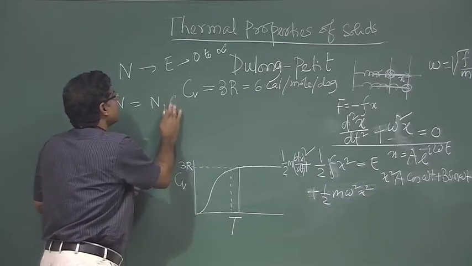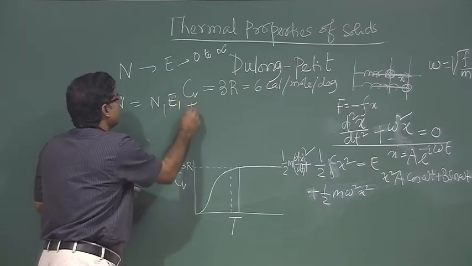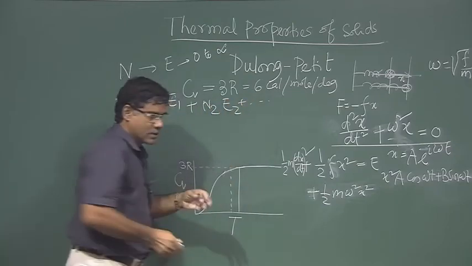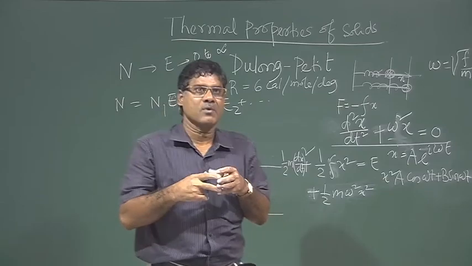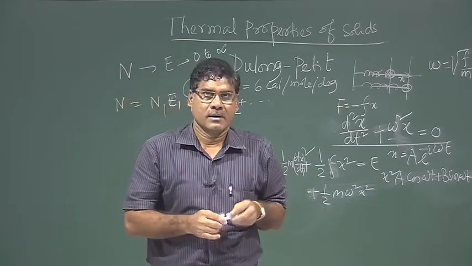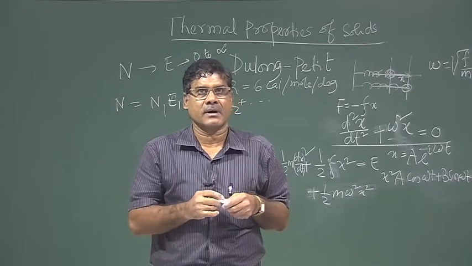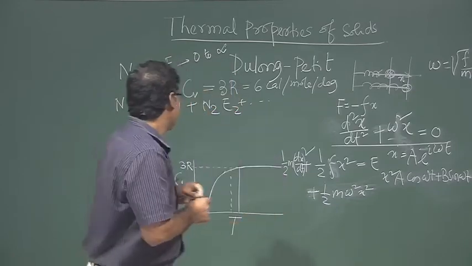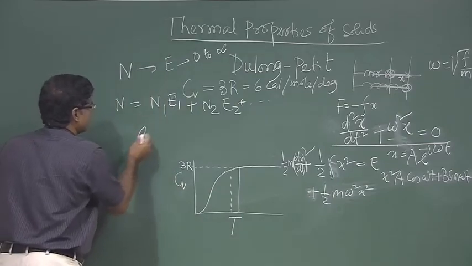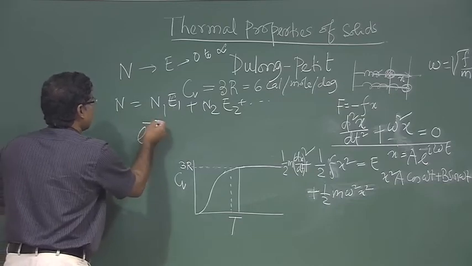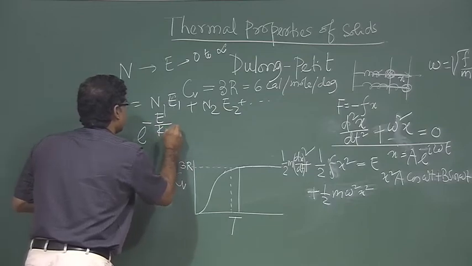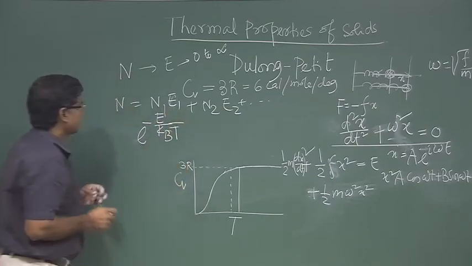Say n1 particles have energy E1, n2 particles have energy E2, and so on. So, energy is distributed among this n number of particles. How is it distributed? That is the Maxwell-Boltzmann statistics. The energy is distributed among the particles, and this is controlled by the factor e to the power minus E by kBT. This is the Boltzmann factor.